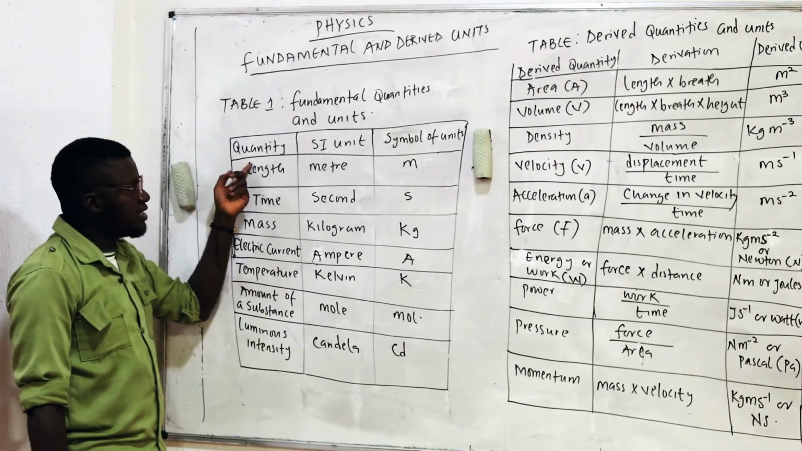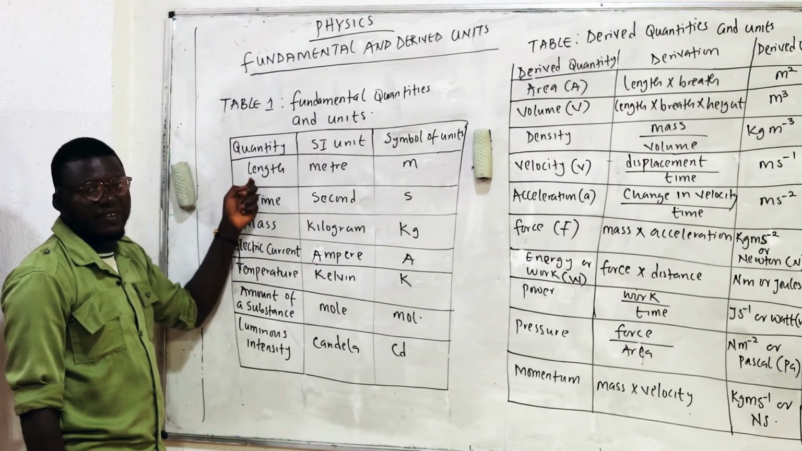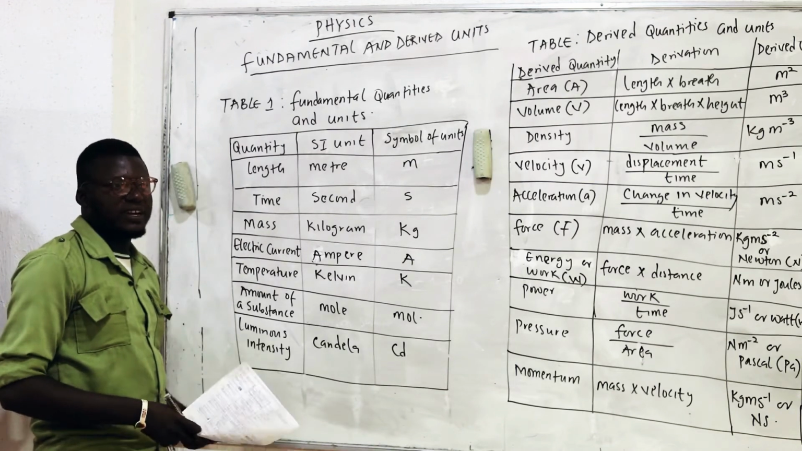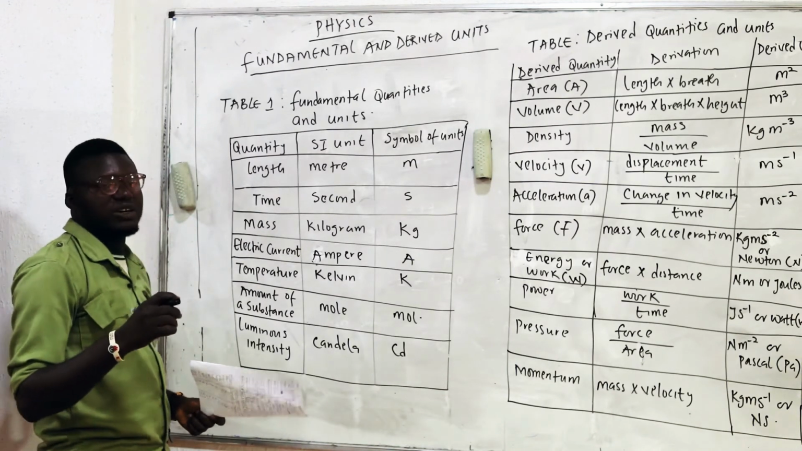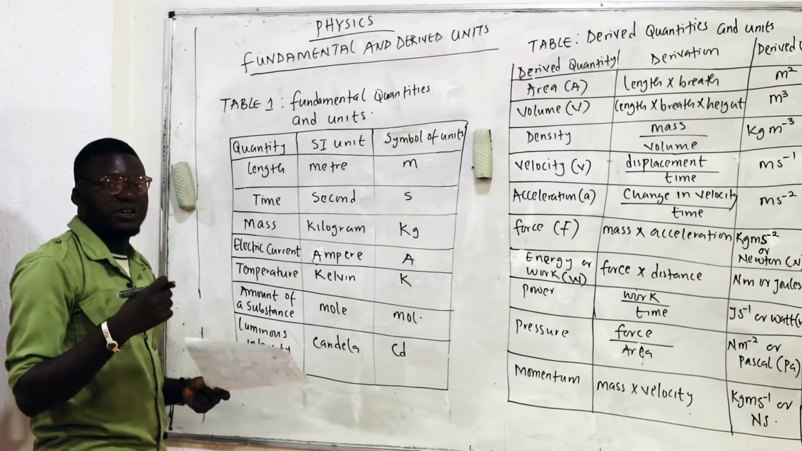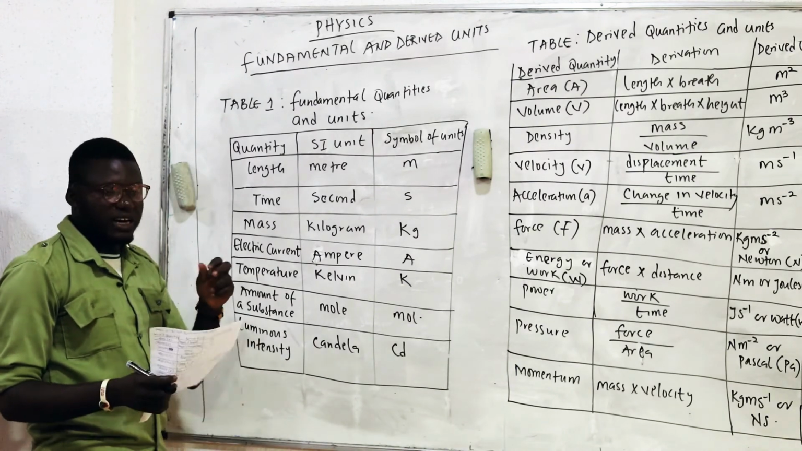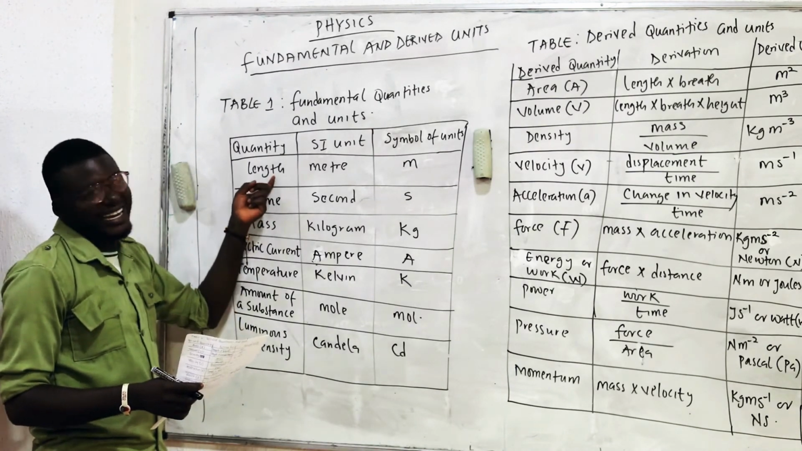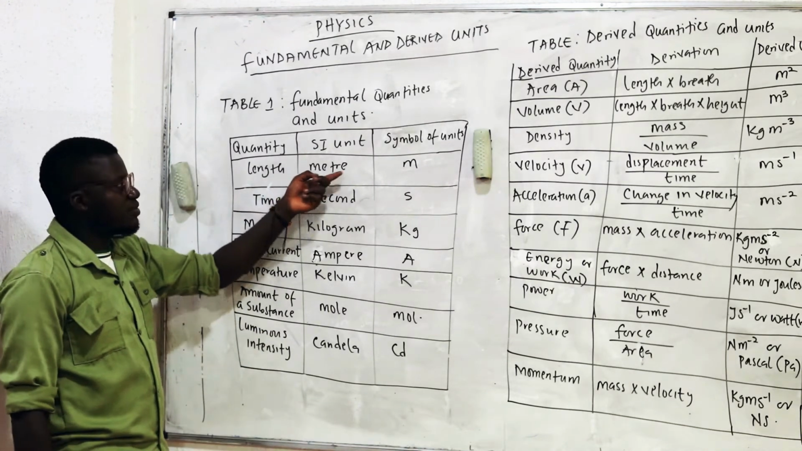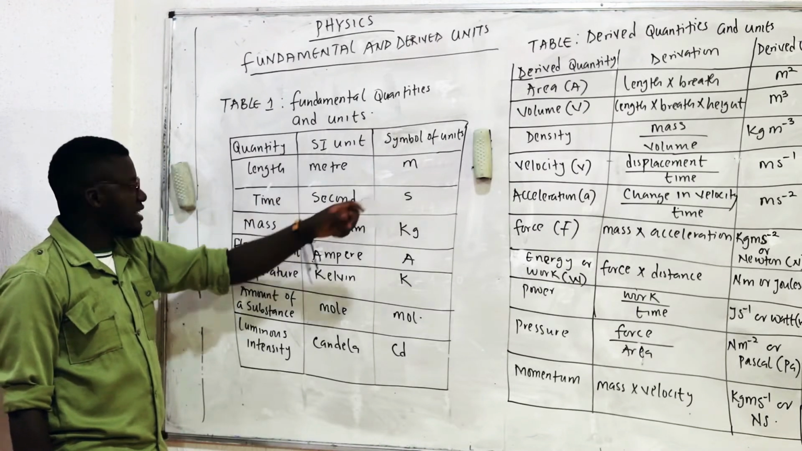We have the quantities, the SI unit, then the symbol of the unit. My first fundamental quantity here is length. Any measurement of length, for example the distance from my house to my school, or the distance of a football field, is classified under measurement of length. The SI unit for length is meters, while the symbol for the unit is m.